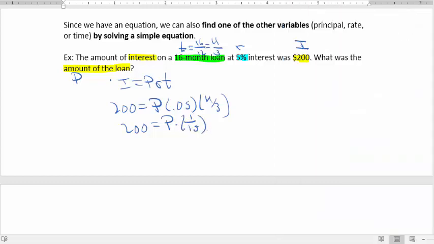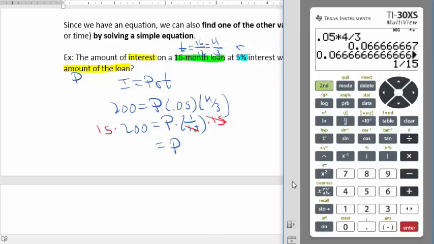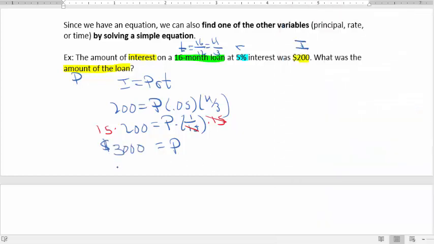And if I want to get rid of that 1/15th, the way to look at it is I just multiply both sides by 15, right? Because then that's going to cancel the 15 down there with the 15 there. So I'm going to have 200 times 15, which is 3,000. So the principal in this case, or the amount of the loan, was $3,000.